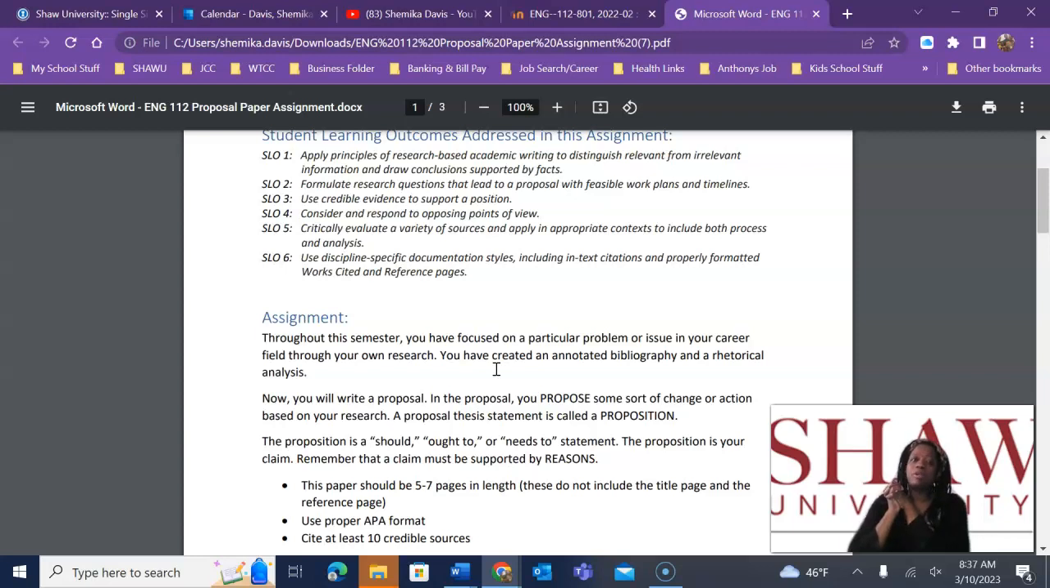And that's why, the whole semester, we try to make it painless, right? Because you're using the same topic and you're developing all of your research, everything that you're doing, throughout each piece. So right now, obviously you're focusing on that particular problem or issue. It's not necessarily in your career field. Some of you chose to go outside of your career field, and that's okay. You created your annotated bibliography and also your rhetorical analysis.